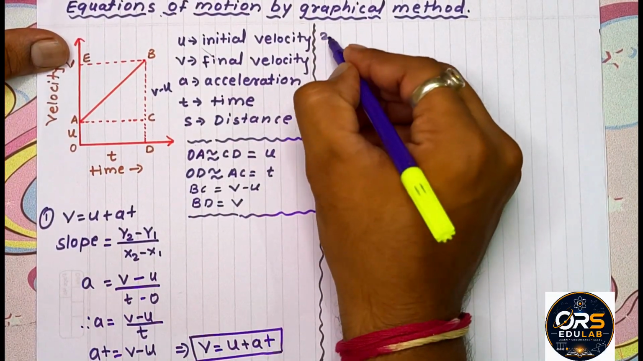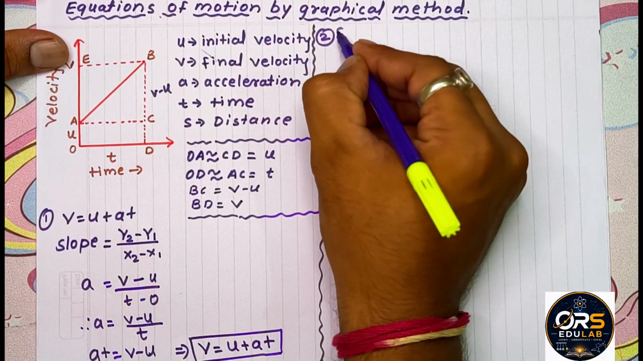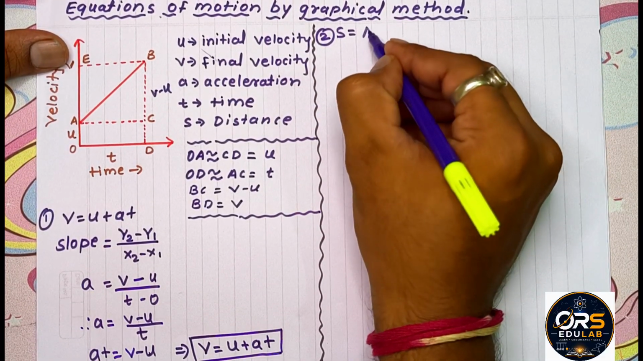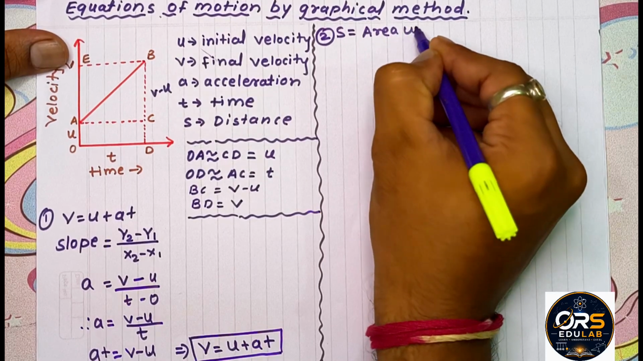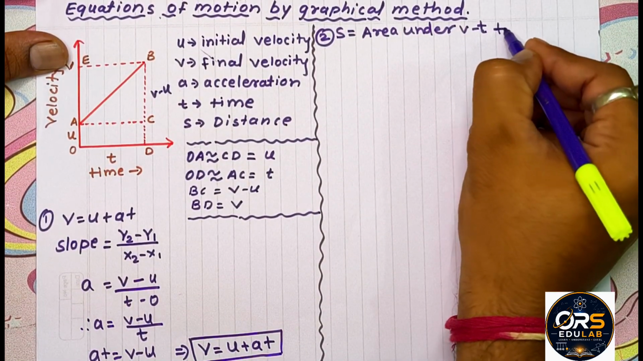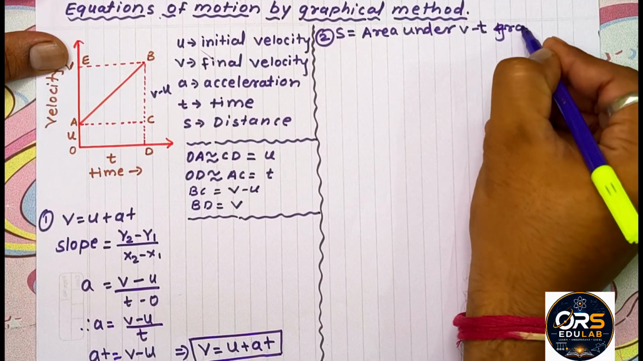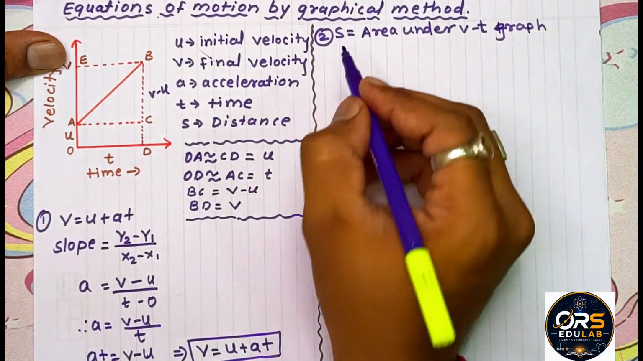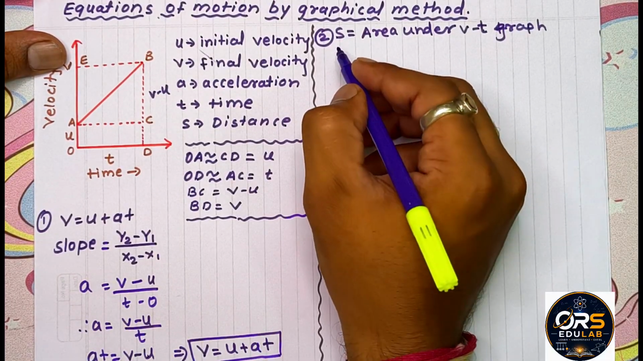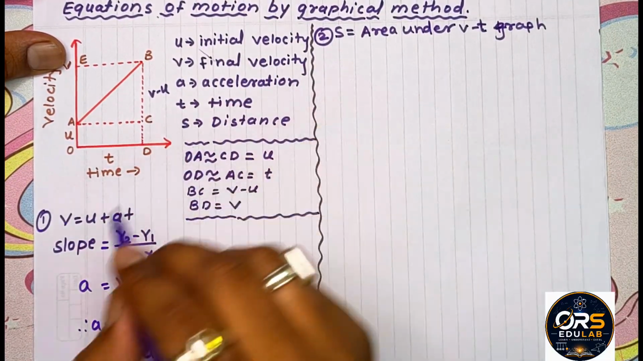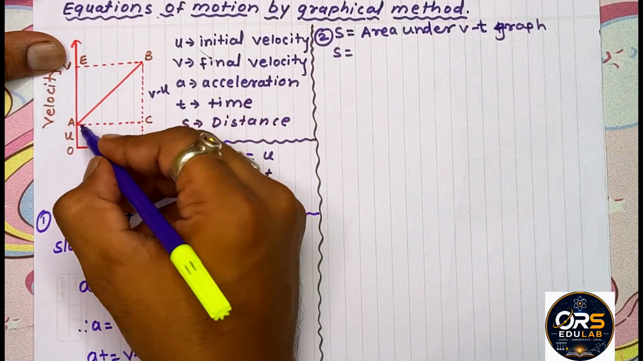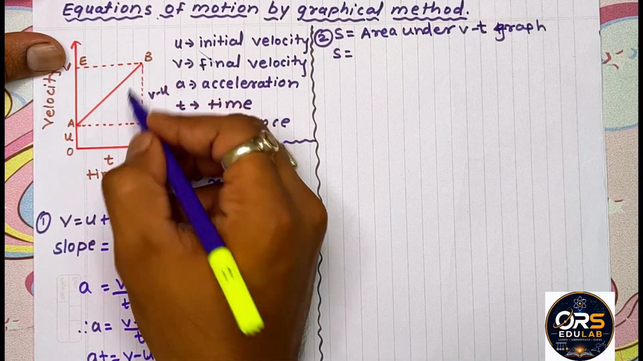Similarly, let's derive the second equation of motion. So how can we derive the second equation of motion? For that, we find out the area under the velocity time graph, then we get the displacement or the distance, because distance and displacement are equal. Why? Because the motion is along a straight line. So S is equal to the area under the graph, which is the graph from A point to B point.